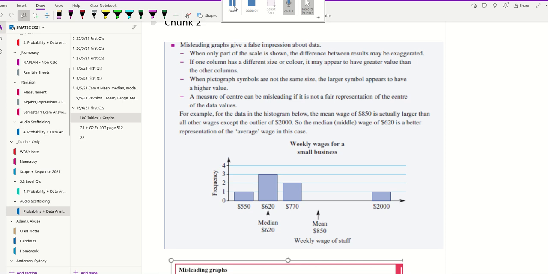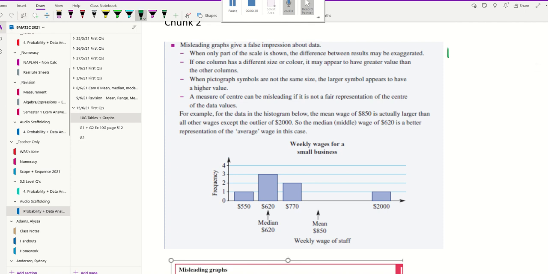In the second chunk, we're just going to have a look at misleading graphs. Misleading graphs give a false impression about data. You might say it's a bad way to represent them, or they could be a good way if you actually want to misrepresent the data. If you're an advertising agency and you want to influence people a certain way, you can use misleading graphs to try and influence people. But they give a false impression about data.